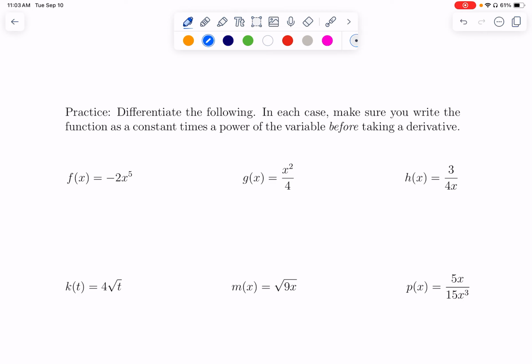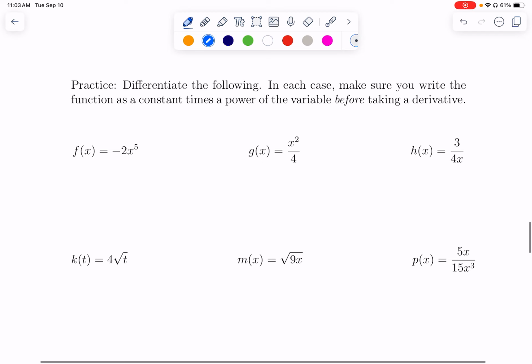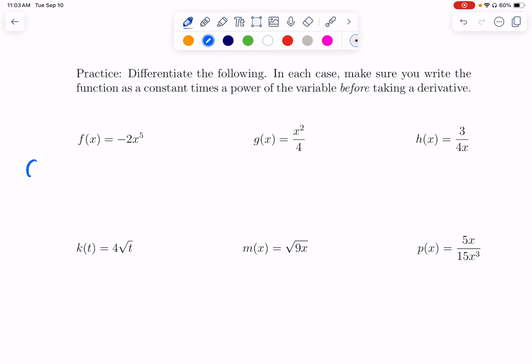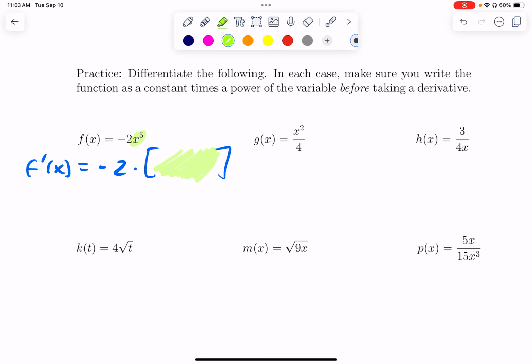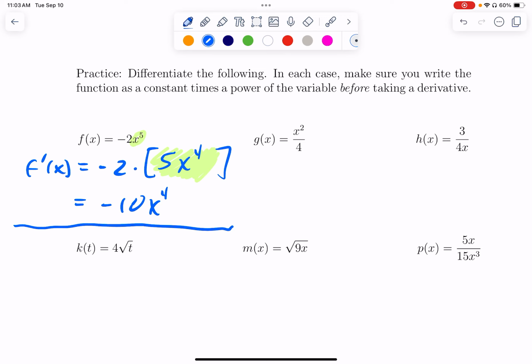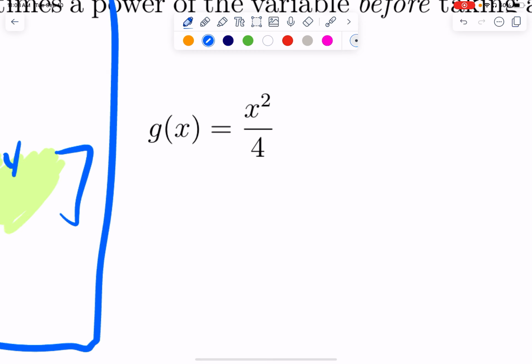So if we can write something as a constant times a power of a variable, we know how to take its derivative, but you do need to practice this. So let's look at this first one. I have f of x is negative 2 times x to the fourth. So my derivative would be negative 2 times, oh, I misspoke. I'm starting with negative 2 times x to the fifth. My derivative would be negative 2 times, well, whatever the derivative of x to the fifth is. By the power rule, the derivative of x to the fifth is 5 times x to the fourth. So this is negative 10x to the fourth after we simplify.